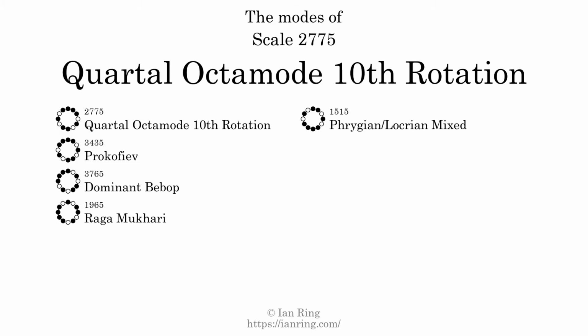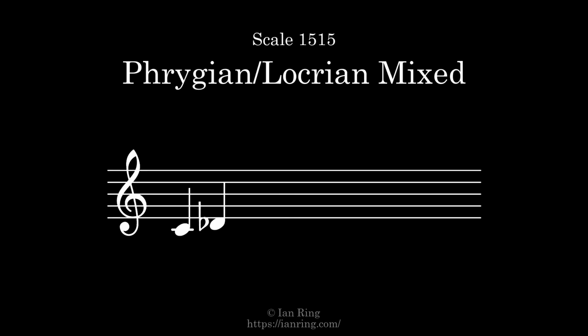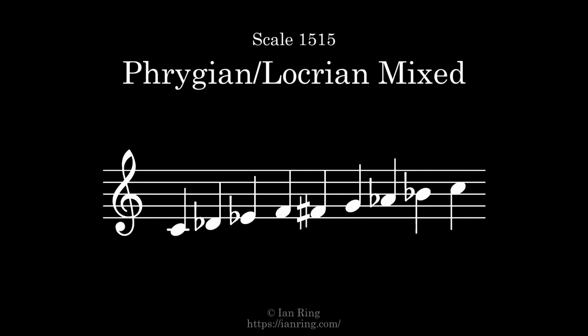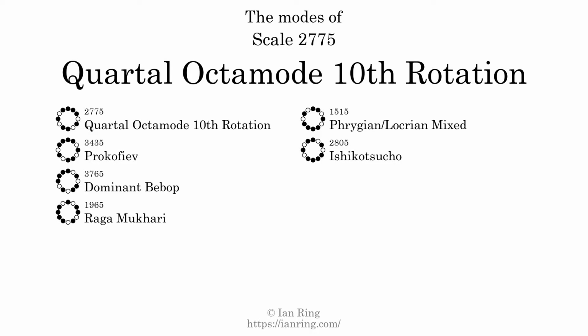The fifth mode is scale 1515, also known as Phrygian Locrian mixed. It sounds like this. The sixth mode is scale 2805, also known as Ishikasacho. It sounds like this.